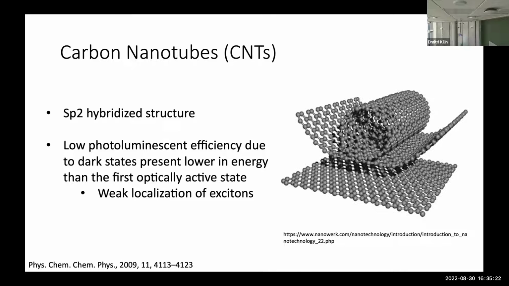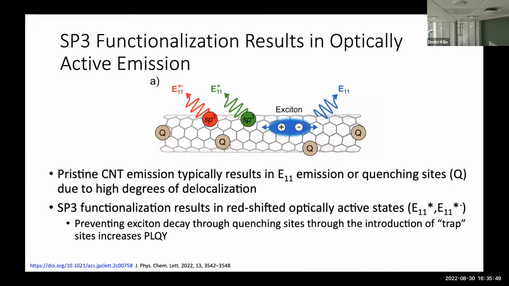We think of it as if we have a graphene sheet, a highly conjugated sp2 hybridized structure, which can be rolled up into a tube. And this is what we think of as a carbon nanotube. However, these pristine nanotubes typically have lower photoluminescent efficiency due to this high level of conjugation, which allows for really delocalized excitons, resulting in lower in energy optically inactive states for these pristine systems.